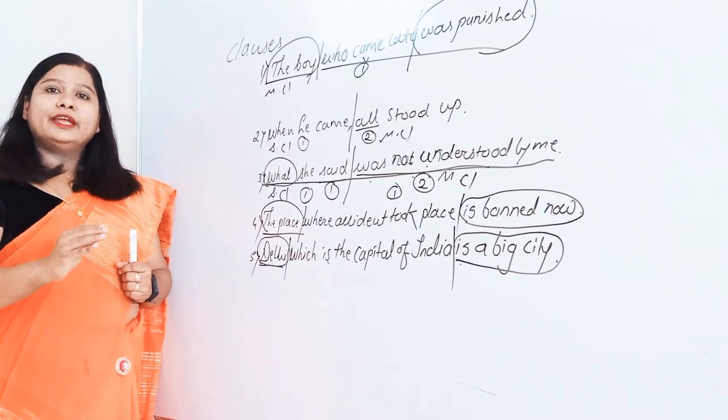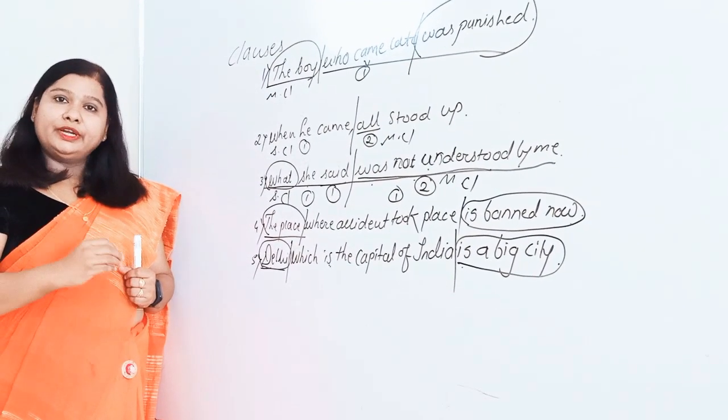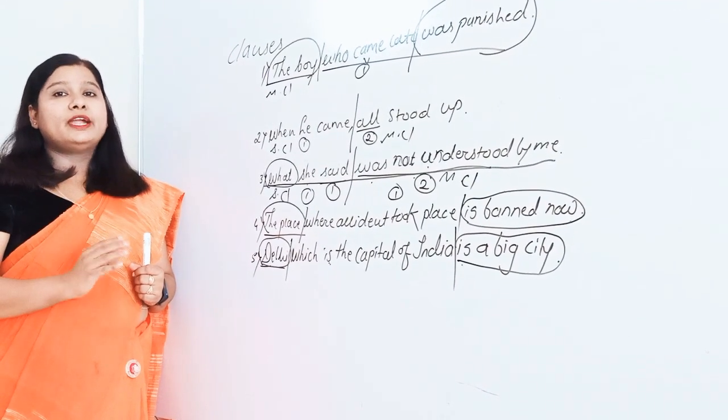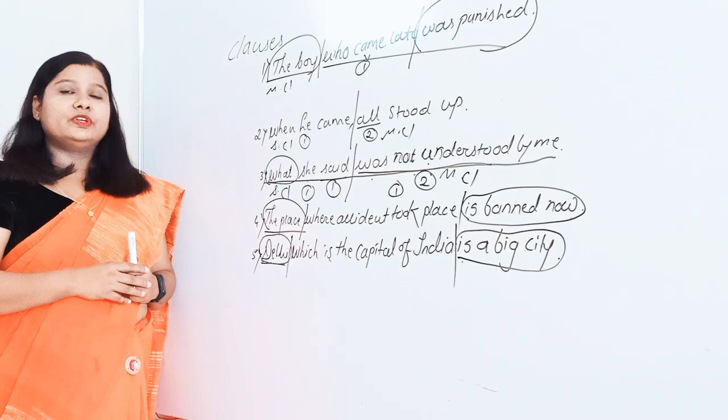The subordinate clause gets further divided into three types: noun clause, adjective clause and adverb clause. That we will see in the next video.